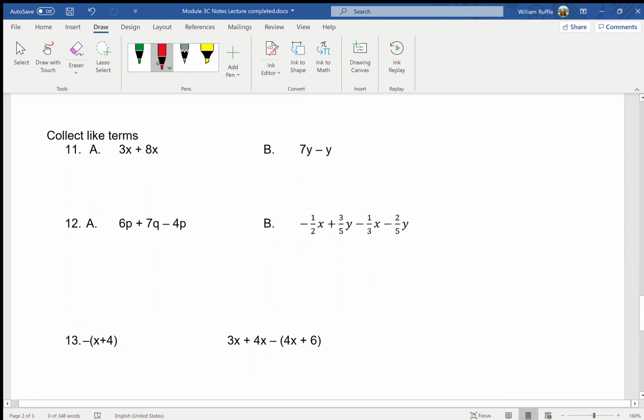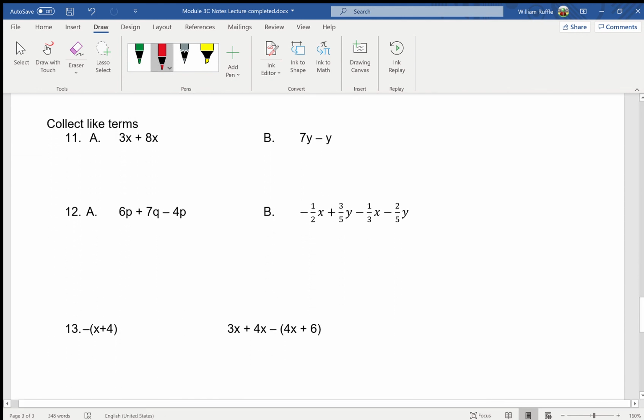Okay. Now we're going to start combining some like terms. Whenever you do this, the variable never changes. We just add the coefficients. 3 and 8 are the coefficients on the variable of letter x. So 3 plus 8 is just 11x, and that's all we do.